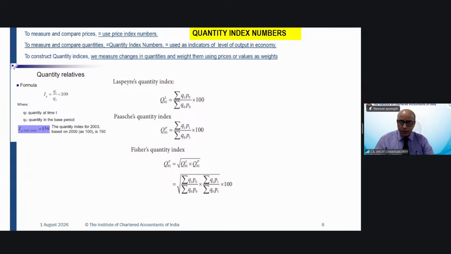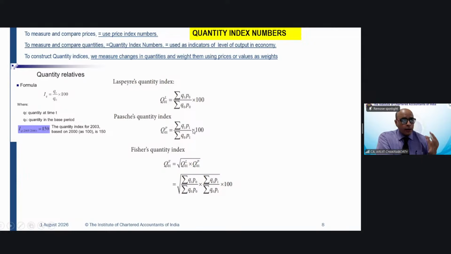We are getting, please note, in the numerator, we have Q1 P0 divided by Q0 P0 in the denominator. Numerator में Q1 यानी quantity of the current year, लेकिन इसका weight क्या होगा? Weight है base year, so P0. So this is the quantity index under last period's method, sigma Q1 P0 divided by sigma Q0 P0 into 100.